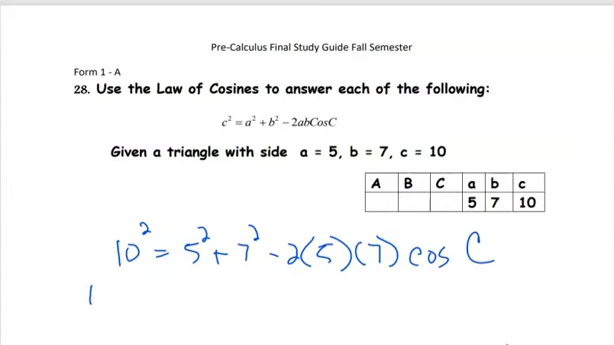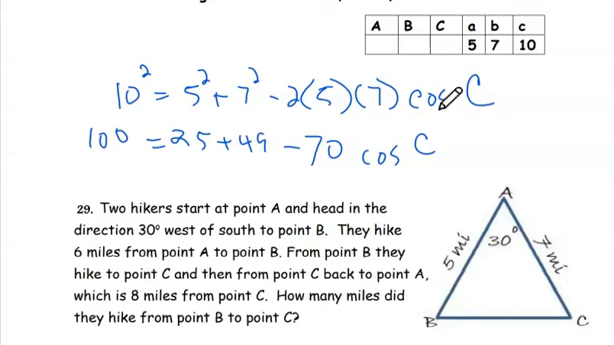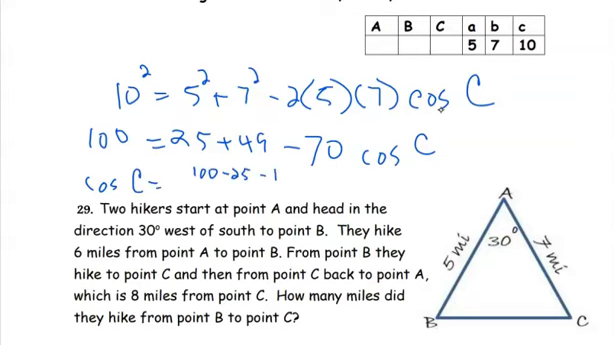So this is going to be 100 equals 25 plus 49, subtract 2 times 5 times 7, so it's negative 70 cosine of angle C. And if you continue working on that, long story short, you can subtract 25, subtract 49, and divide by negative 70. So you're ultimately going to get cosine of C equals 100, subtract 25, subtract 49, divided by negative 70. And you do the cosine inverse of that.